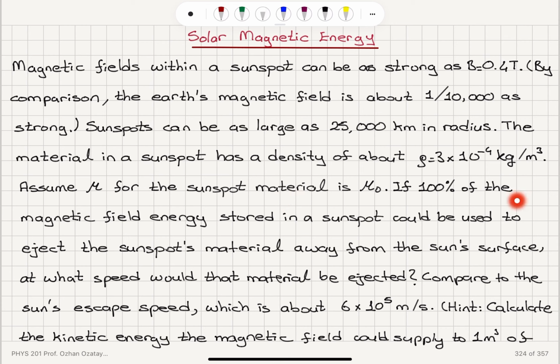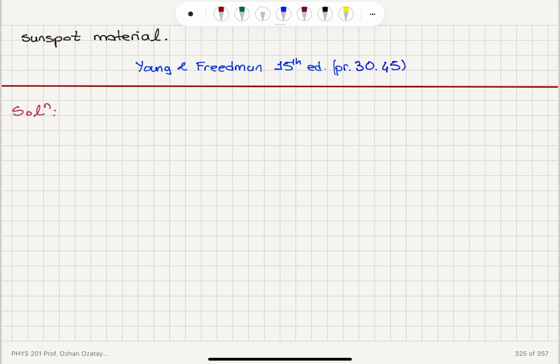If 100% of the magnetic field energy stored in a sunspot could be used to eject the sunspot's material away from the sun's surface, at what speed would that material be ejected? Compare it to the sun's escape speed, which is about 6 times 10 to 5 meters per second. And a hint: calculate the kinetic energy the magnetic field could supply to 1 meter cube of sunspot material.